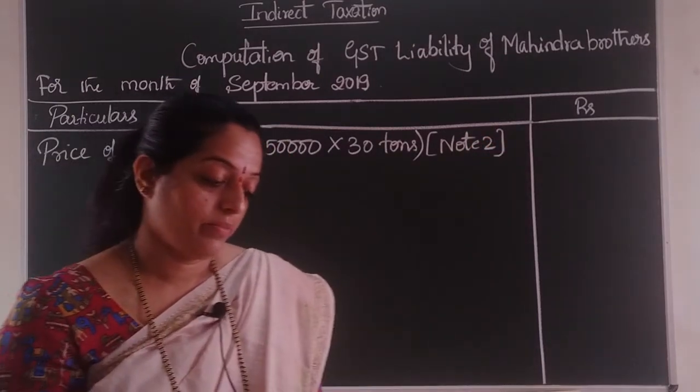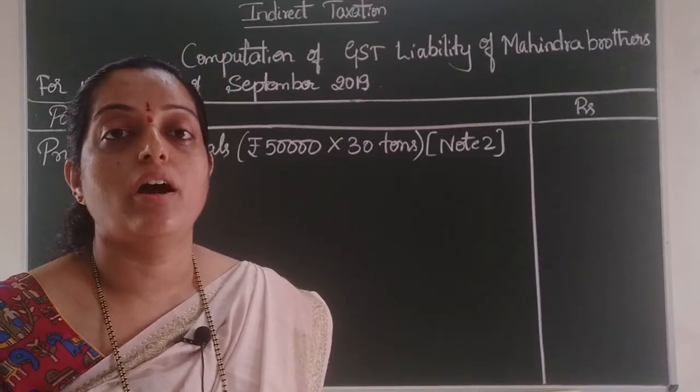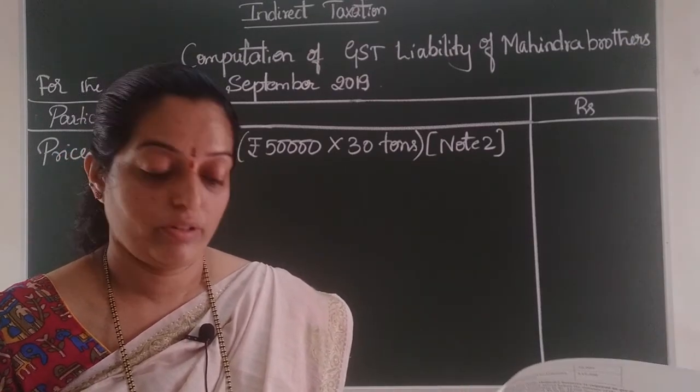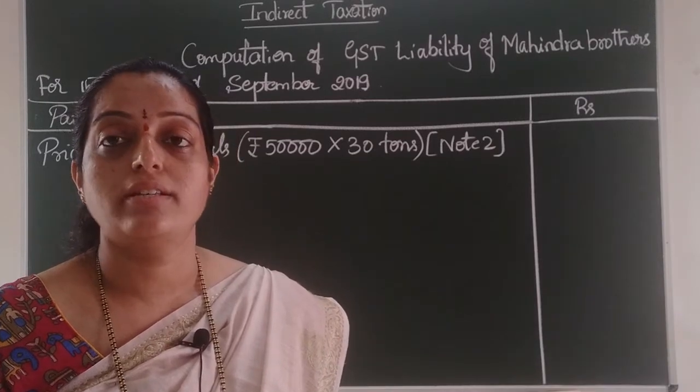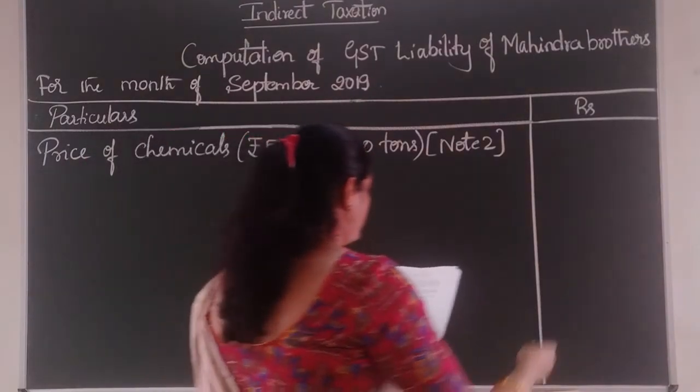Note 2 says that as per section 15(1) of the CGST Act of 2017, the value of the supply is the transaction value, that is the price actually paid or payable for the said supply when the supplier and the recipient of the supply are not related and price is the sole consideration for the supply. Here Mahindra Brothers and P are not related to each other. So for that reason, the value of the supply is nothing but the price actually paid or payable for the said supply amount. So 50,000 into 30 is 15 lakh.